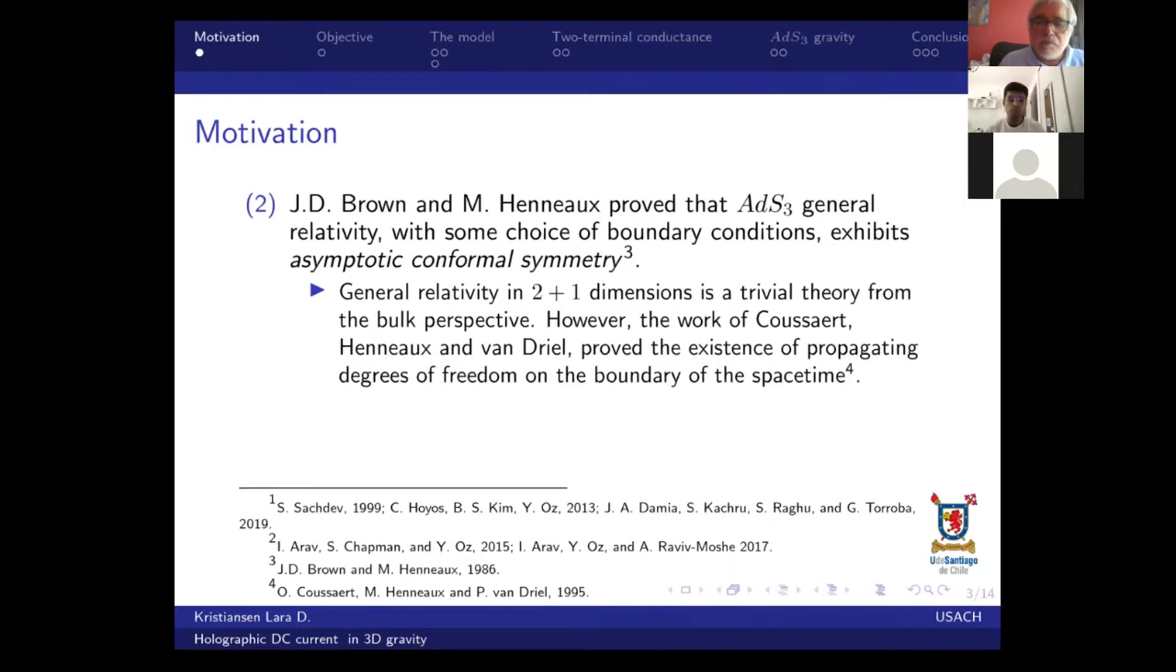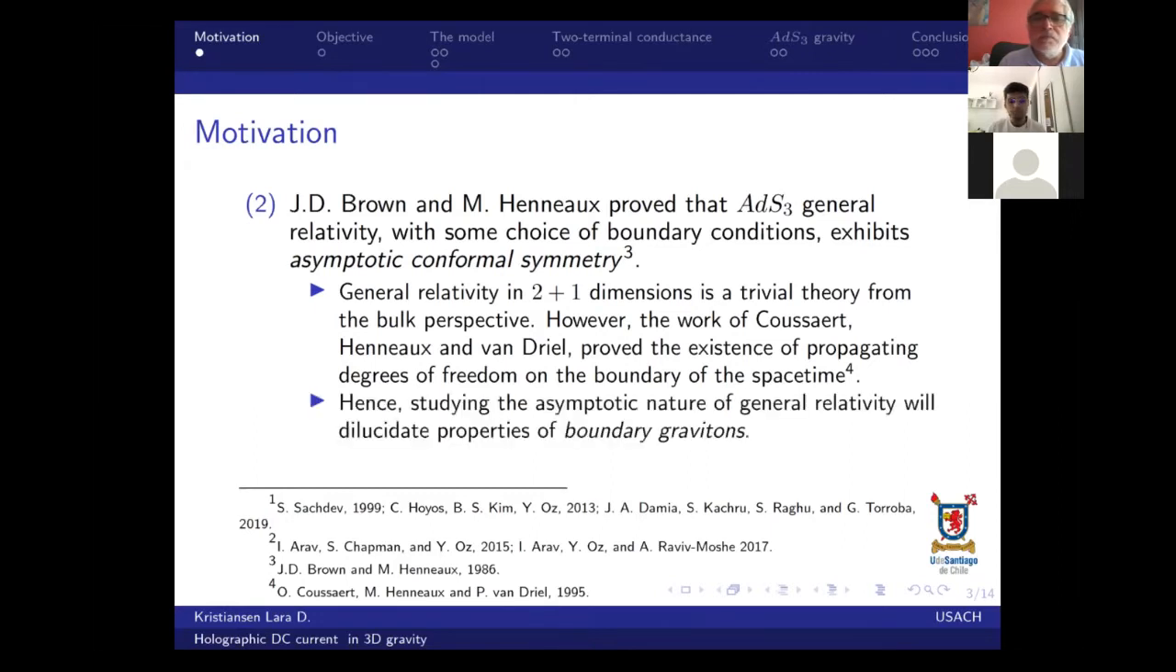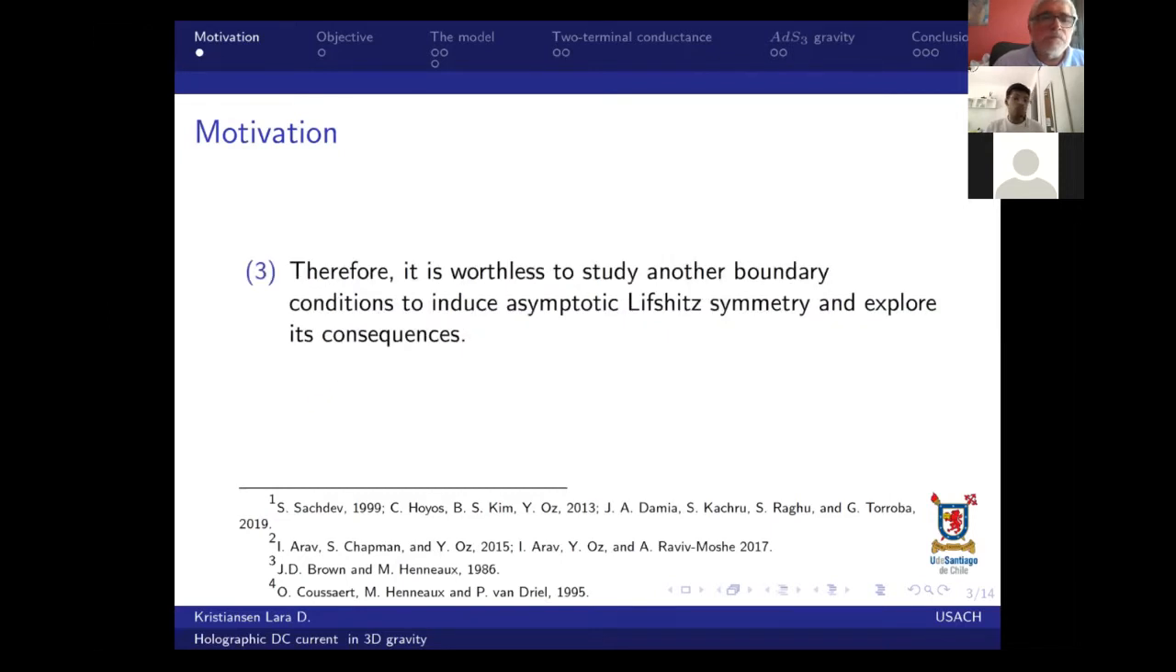However, the work of Coussaert, Henneaux, and Van Driel proved the existence of propagating degrees of freedom on the boundary of the spacetime. Hence, studying the asymptotic nature of general relativity will elucidate properties of boundary gravitons. Therefore, it is worthwhile to study other boundary conditions to induce asymptotic Lifshitz symmetry and explore its consequences.